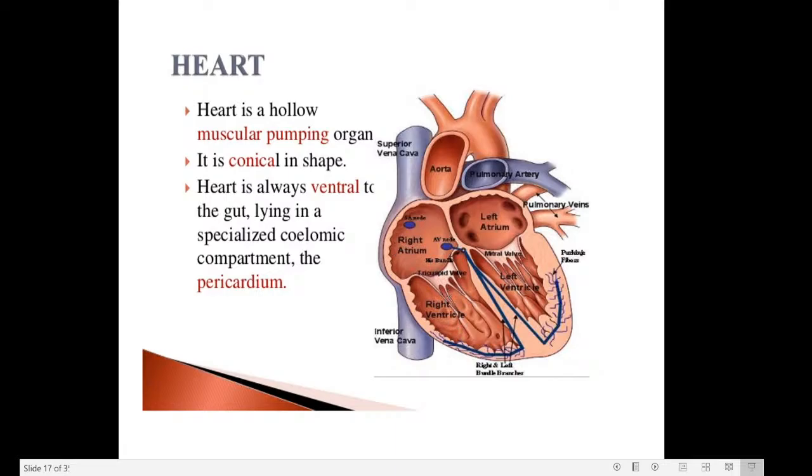The tricuspid valve is not visible in the image. I will send the PPT, please refer to that. Sorry for the inconvenience, I can't get the big images.